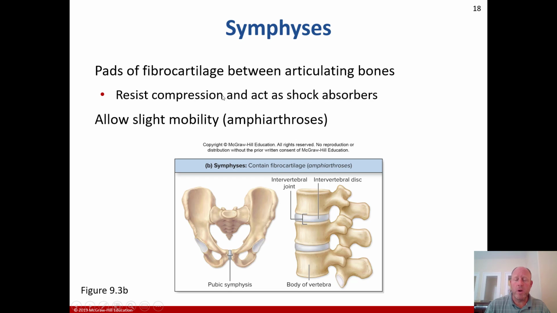Symphyses are pads of fiber cartilage between articulating bones. They resist compression and act as shock absorbers. They allow slight mobility. They are amphiarthroses. An example is the pubic symphysis of the pelvis, as well as the intervertebral joints, the intervertebral discs, between the bodies of the vertebrae.